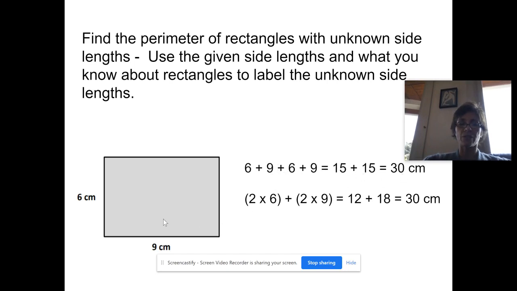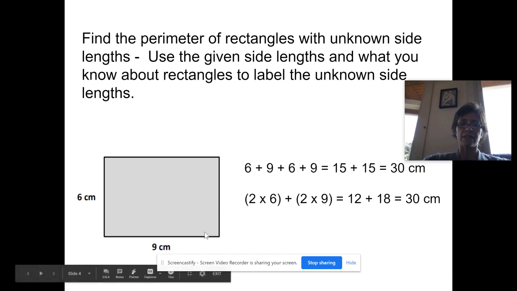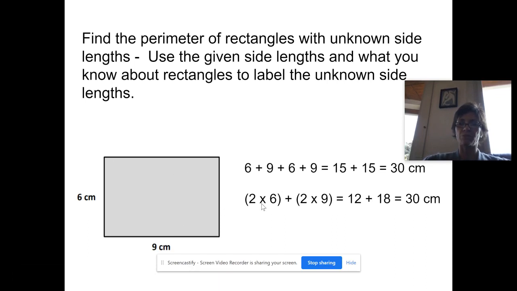But I can also notice that there's two side lengths that are 6 centimeters. So I did 2 times 6, and two side lengths that are 9 centimeters. So I did plus 2 times 9. That would be 12 plus 18. 8 plus 2 is a 10, plus the other 2 tens. I have 3 tens. That's 30 centimeters.